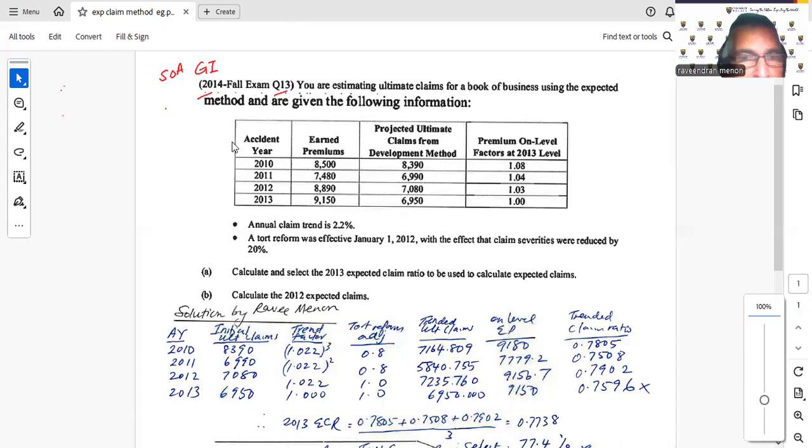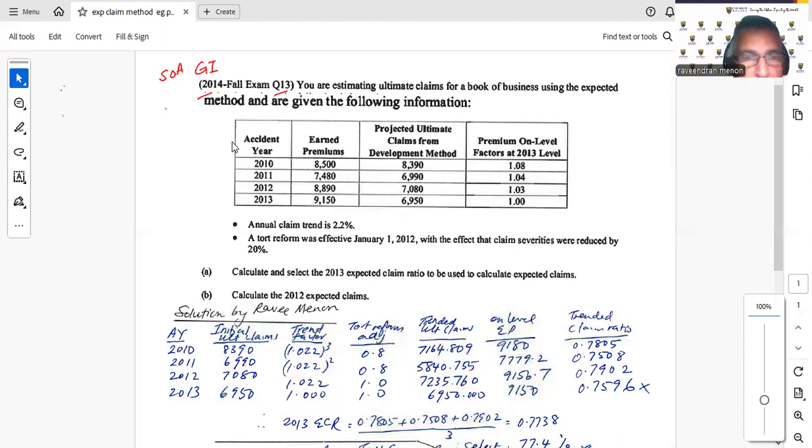They've given us the annual claim trend is 2.2%. And the tort reform was effective January the 1st, 2012, with the effect that claim severities were reduced by 20%. That's effective January 1st, 2012.